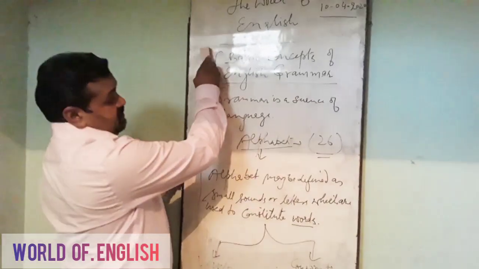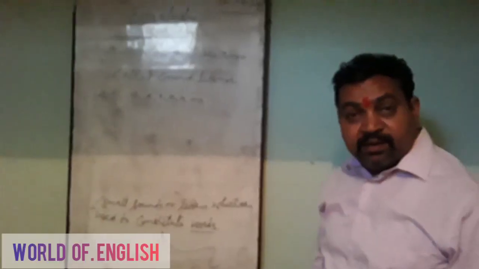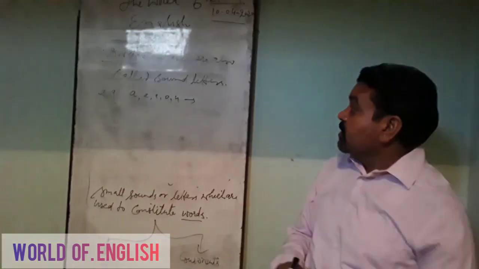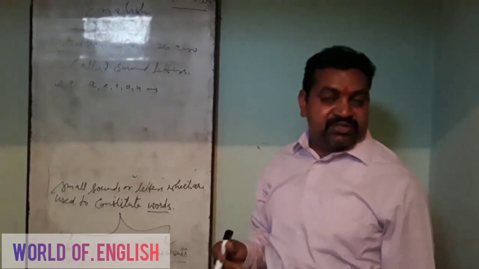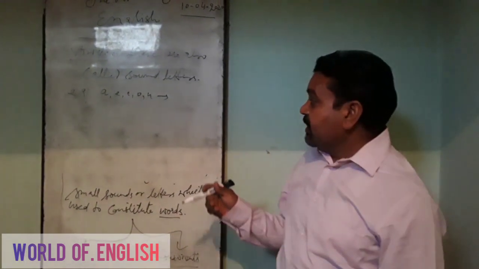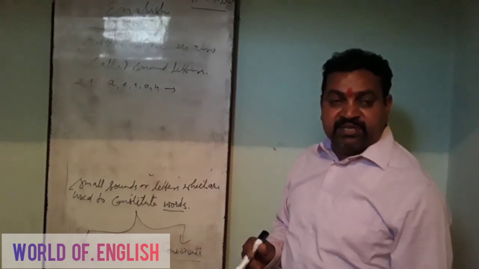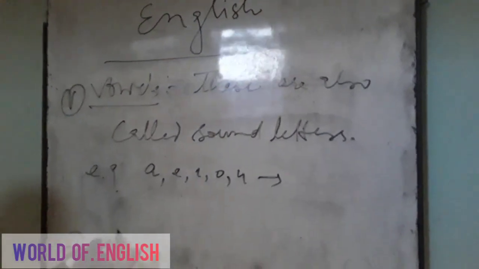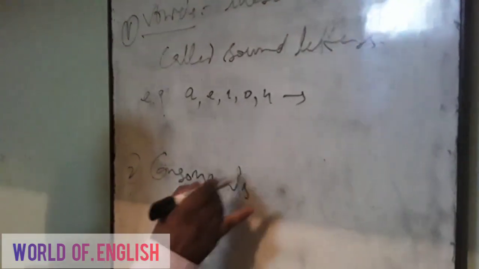Vowels: there are five vowels. These are also called sound letters, and they are A, E, I, O, U. These are vowels. Now, the second type is consonants.